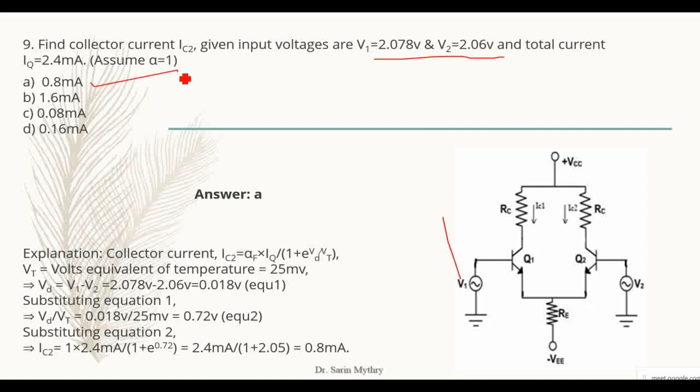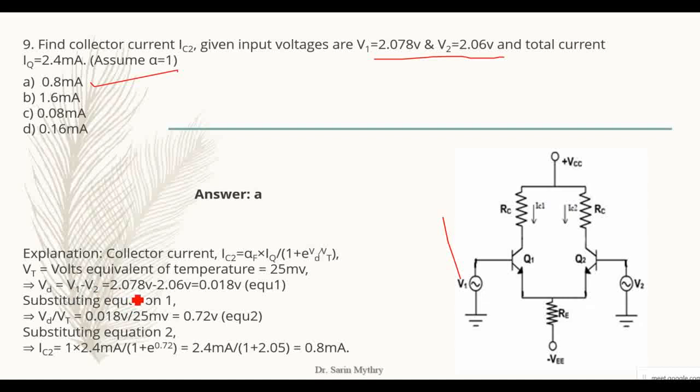Let us see how it is A. The collector current formula, we know it: IC2 equals alpha F into IQ divided by 1 plus e to the power of VD divided by VT, and VT is nothing else but the voltage equivalent of the temperature. And if we substitute here VD, we know what VD is. It's the difference of the two input signals, that's the difference voltage, V1 minus V2. So we have VD in this formula, that's why we are taking VD.